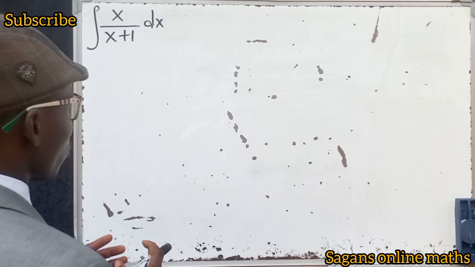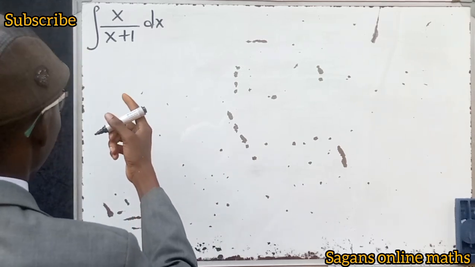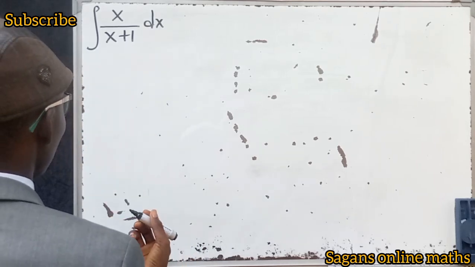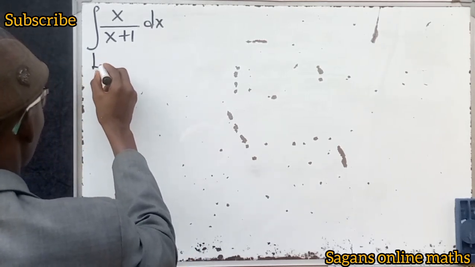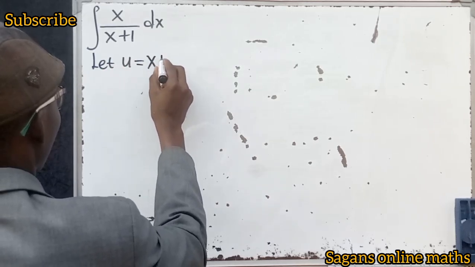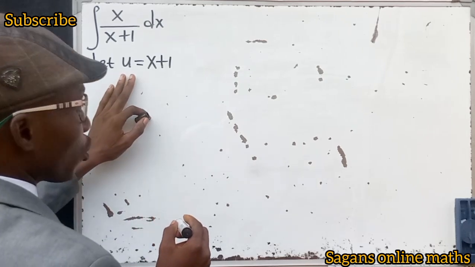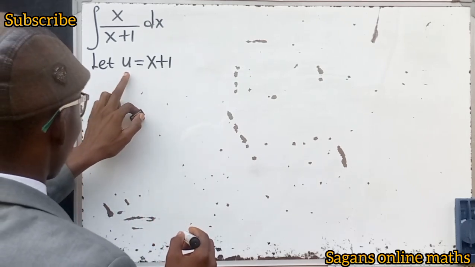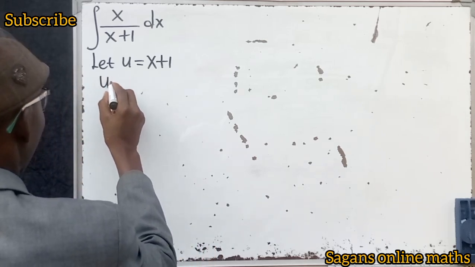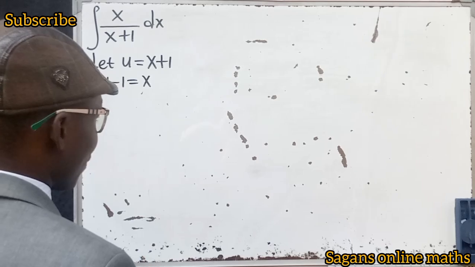Now let's use the substitution method to solve this problem. Our first step is to let the denominator, x plus 1, represent any variable. So we are not wrong if we say let u equal the denominator, which is x plus 1. Now from here, let's make x the subject of the formula. That means you have to subtract 1 from both sides, right? That means u minus 1 is equal to x, because we subtracted 1 from both sides.